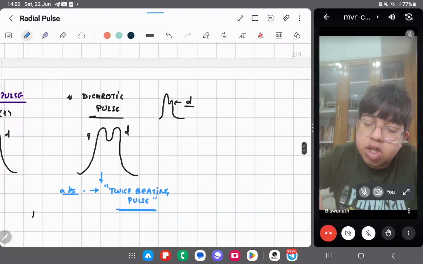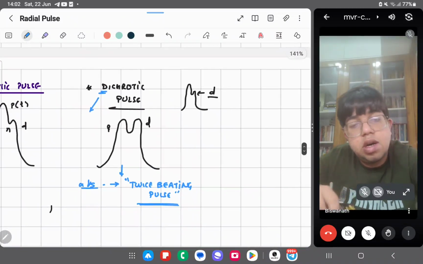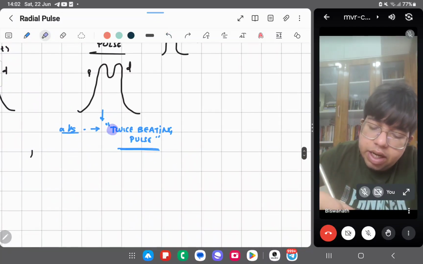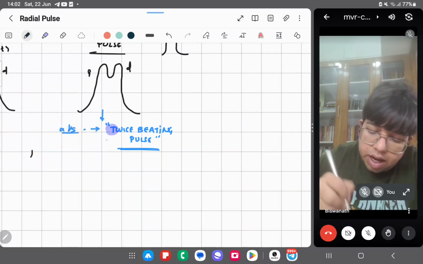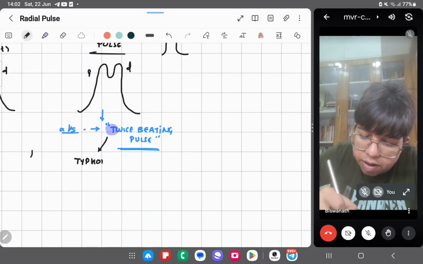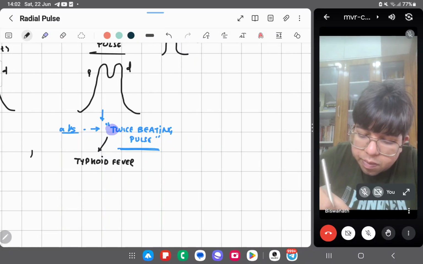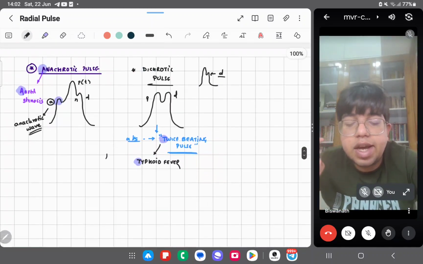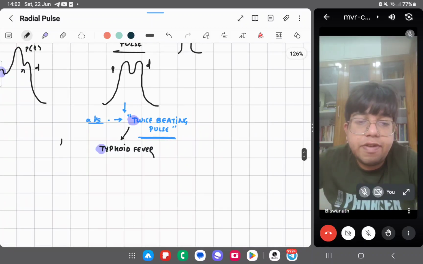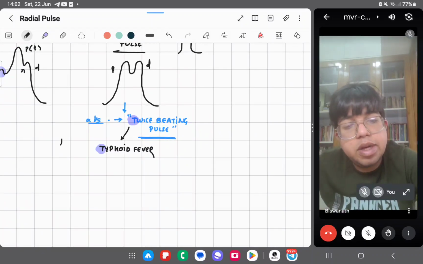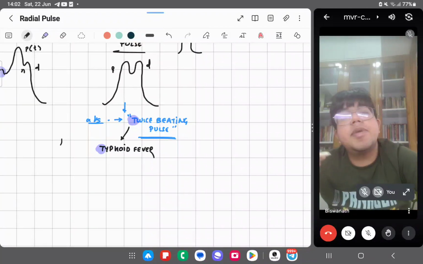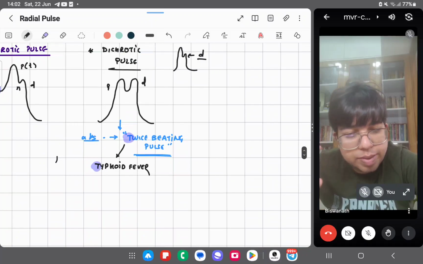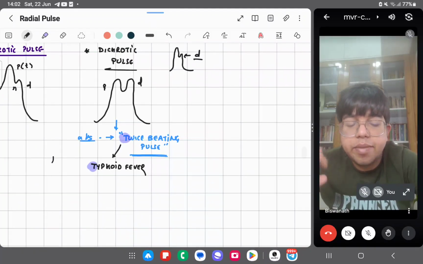One condition you have to remember for dicrotic: T for typhoid fever. So in typhoid fever, you will get a dicrotic pulse. It is also seen in febrile states. Typhoid fever is one of the febrile states. You can have many types of febrile states. We'll discuss it in the fever chapter someday. Understood? So it is twice beating pulse or typhoid fever, right?